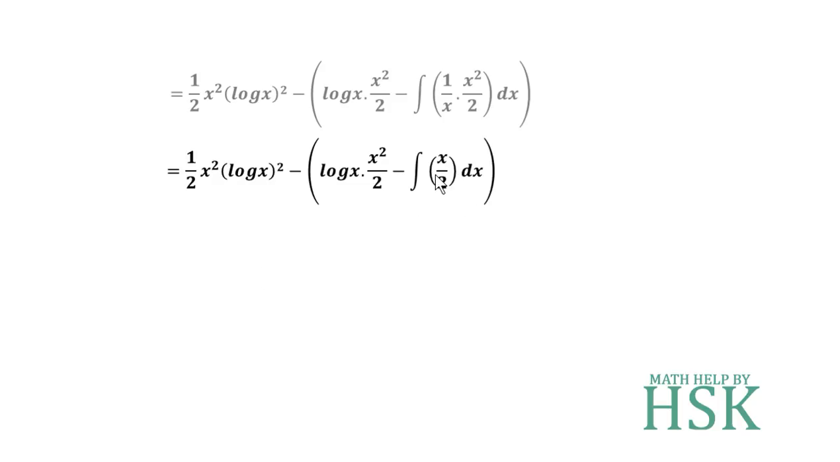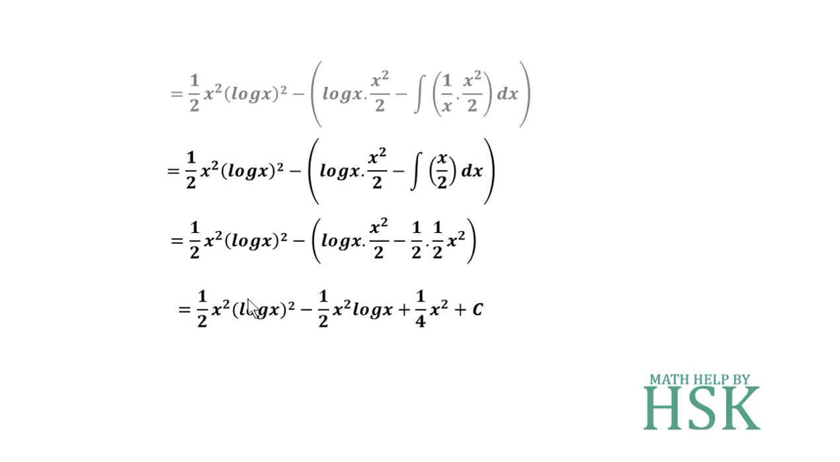So 1 by 2 can be taken as constant and integration of x would be x square upon 2. So I'm going to get this as 1 by 2 x square (log x) whole square minus log x into x square upon 2 minus 1 by 2 into 1 by 2 x square. And simplifying the bracket, I'm going to get the answer. So this will be equal to 1 by 2 x squared (log x) whole square minus 1 by 2 x squared log x plus 1 by 4 x squared plus c, which is my required answer.